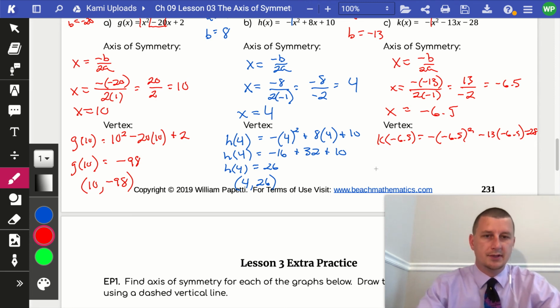So we're going to start off by going k of negative 6.5 is going to be, well, negative 6.5 squared is positive 42.25. And we add in this negative in front, and we'll have negative 42.25. And then we want to know what 13 times negative 6.5 is. Oh, well, we have a negative 13 times a negative. That's going to be positive 84.5. And that's going to be minus 28.